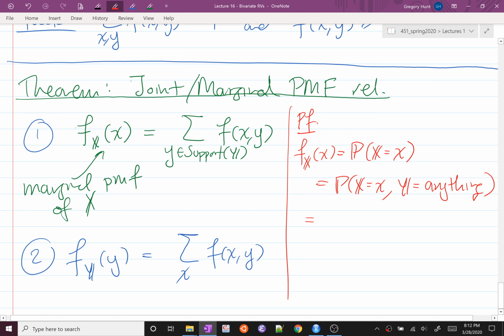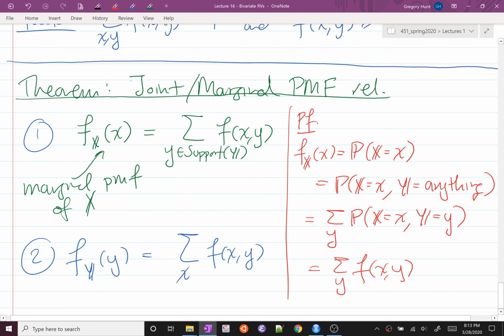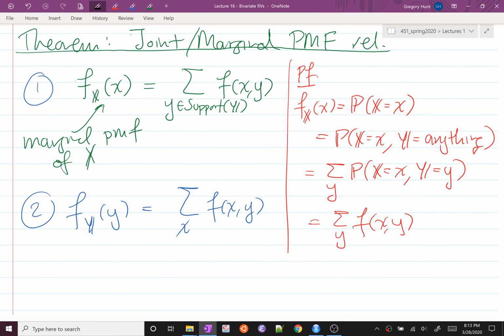And I could write this as summing, exactly using the additivity property of probability functions. I could break it out to say the probability x is equal to little x, and y is equal to 1, y is equal to 2, y is equal to 3, and I could sum over all the possible values of y. And that is precisely just as we defined f(x,y), the probability x is equal to little x and y is equal to little y, our joint PMF. So that's the proof of why that's true.